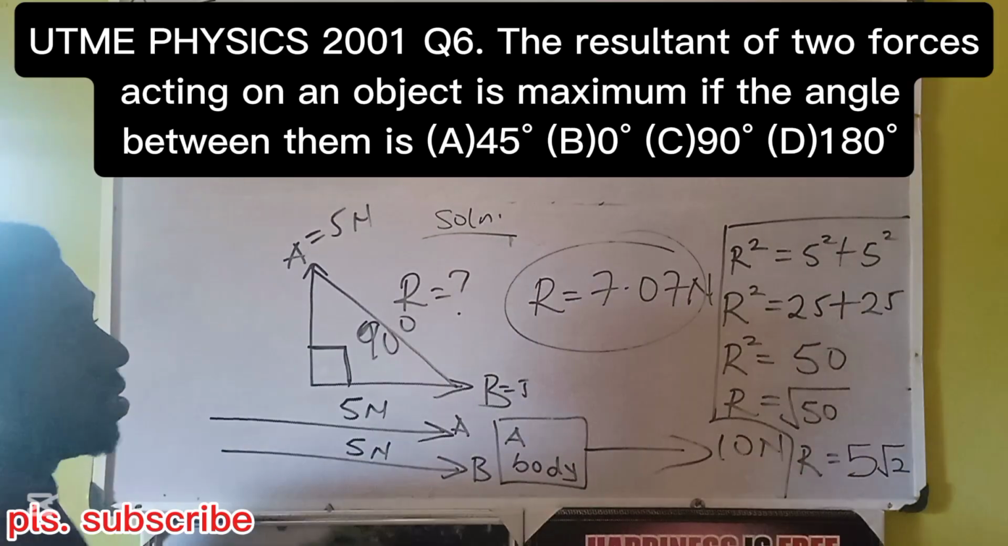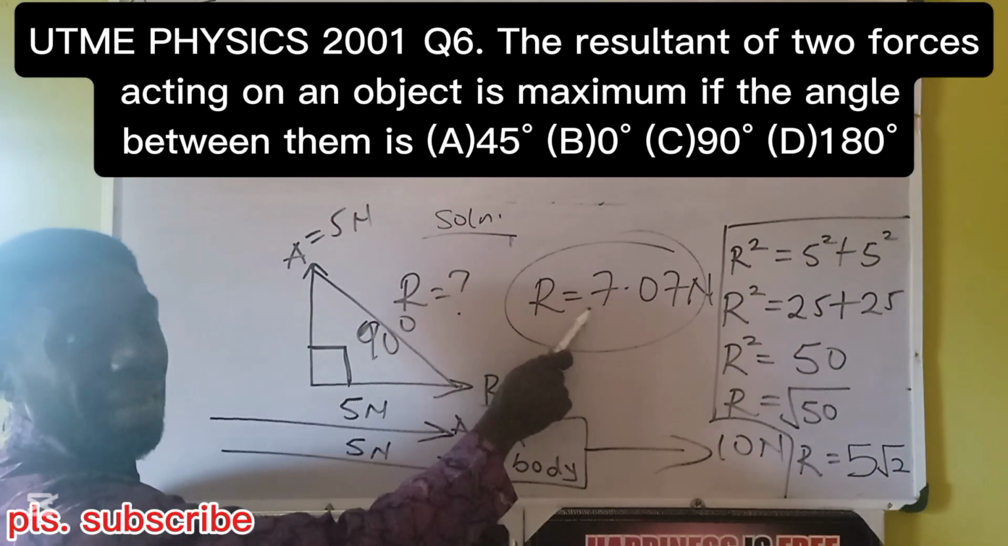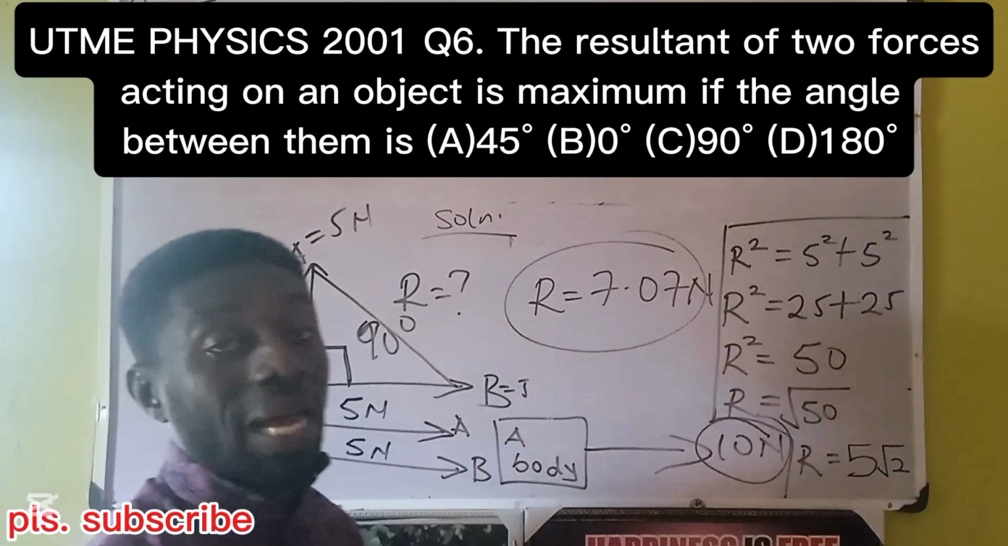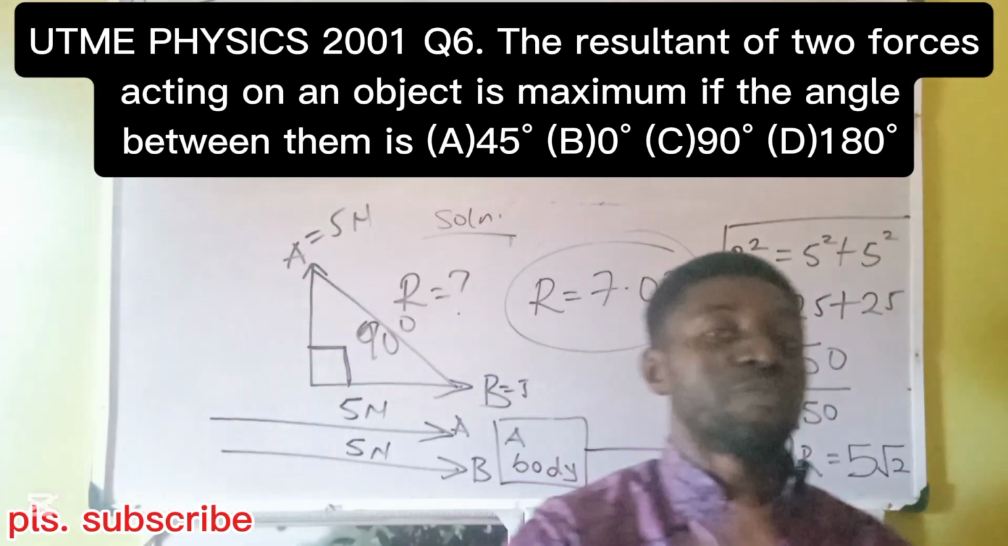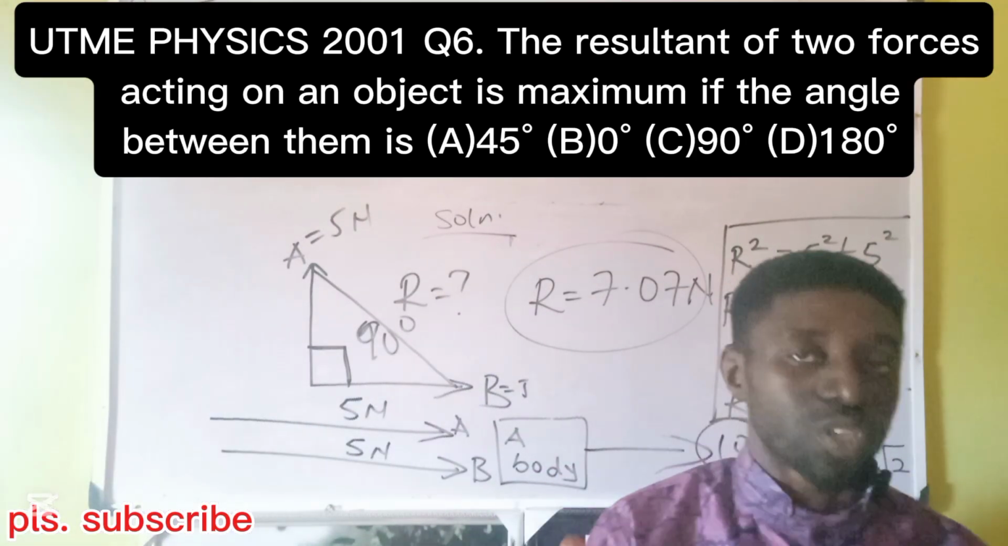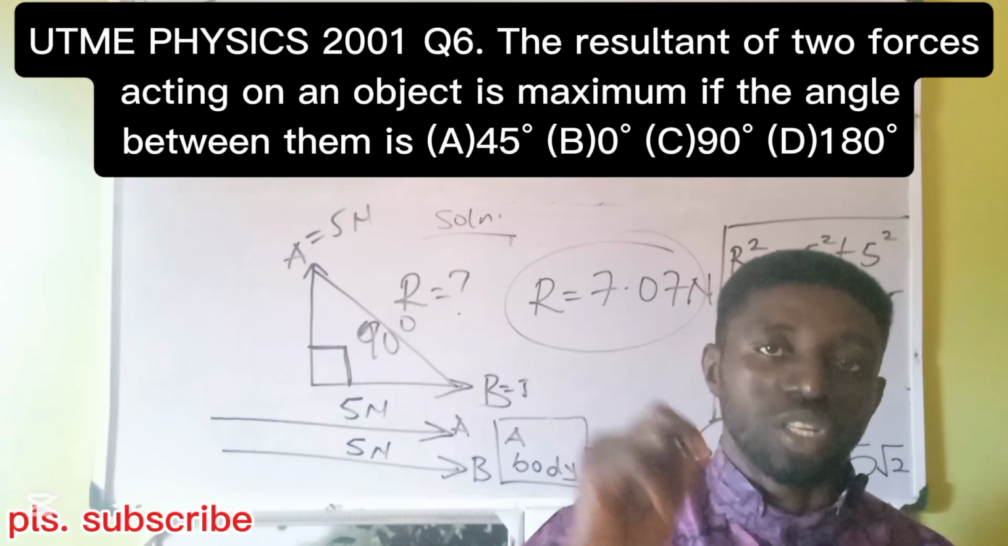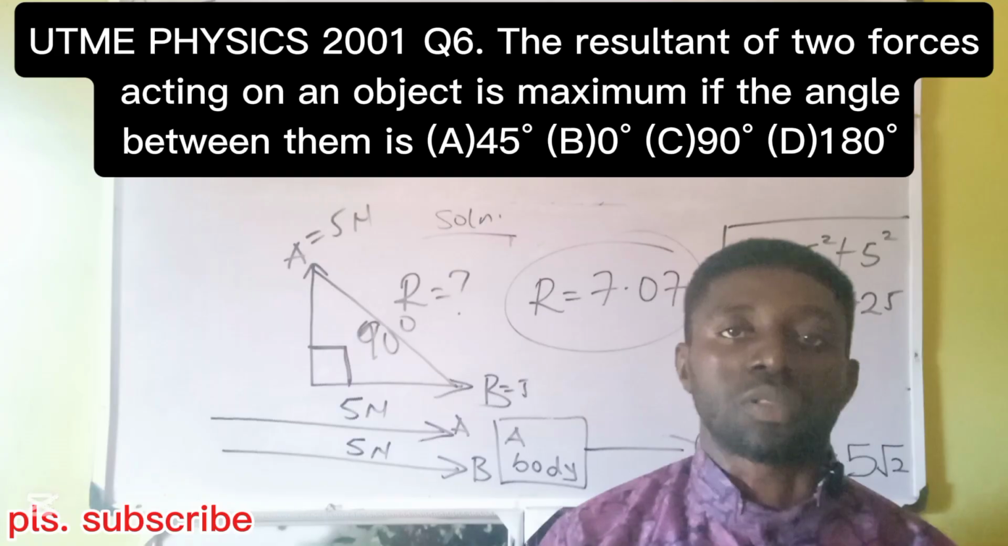So you can see that we're having a smaller magnitude compared to the 10 Newton that we had here. That implies to get the maximum resultant vector or the maximum resultant force, the preferred angle is 0 degrees, so that we can just add up the vectors.